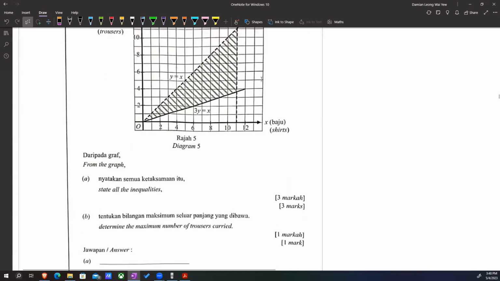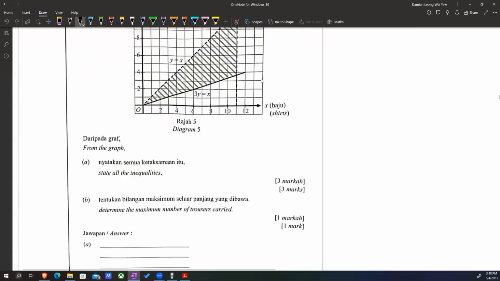So first inequality, let's look at this vertical line. To the left means less when compared with x. And the x value here is 11. Vertical line means x equals something. So x equals 11 here. To the left, less. And dotted line, there's no equal. X less than 11. Okay. This line is y equals x. So below means less. And then again, dotted line. So y less than x.